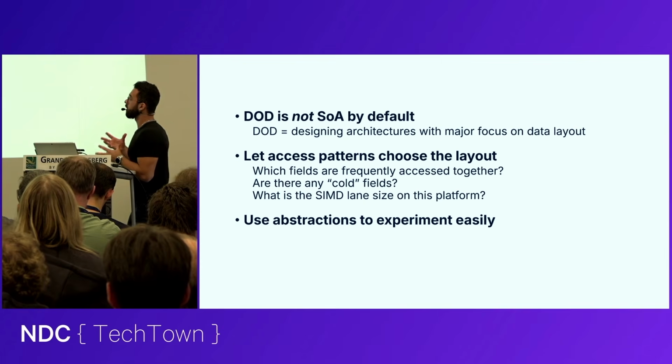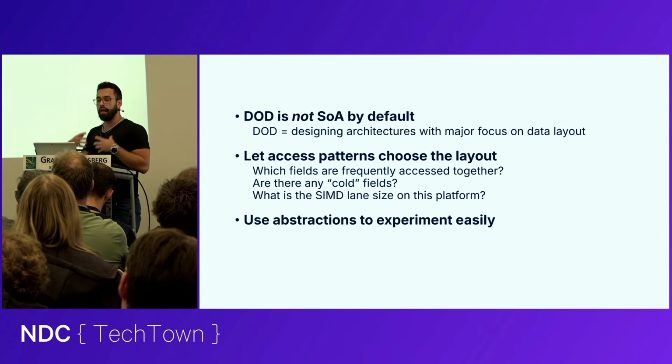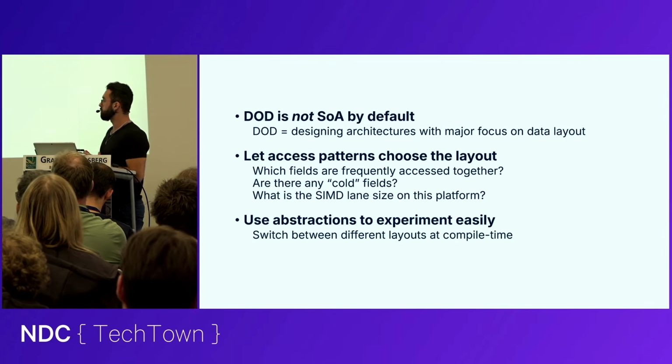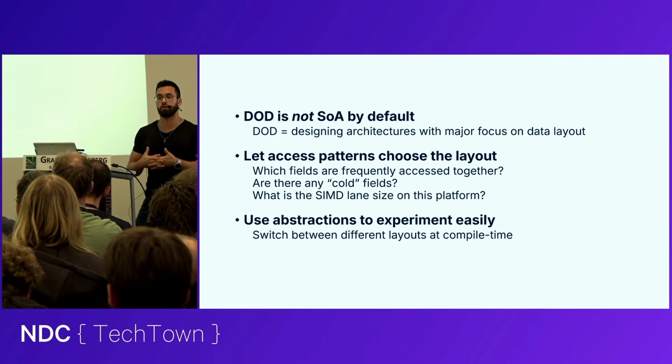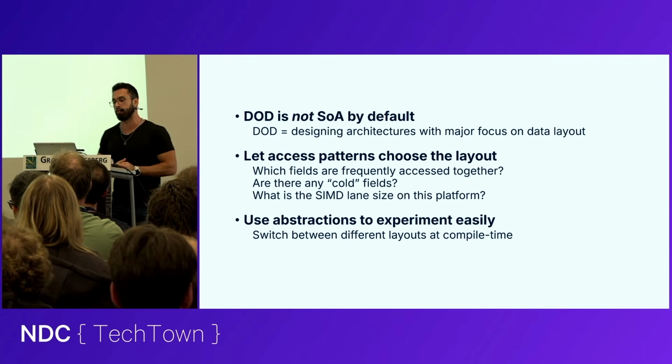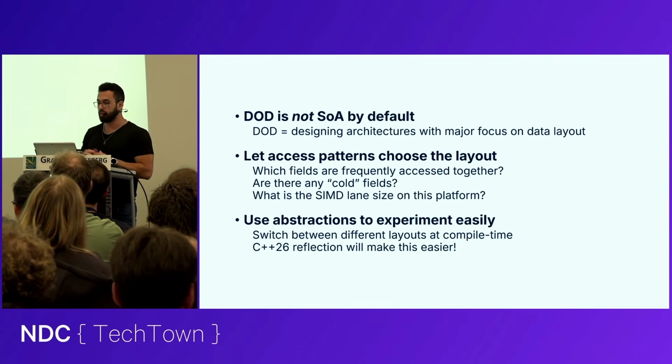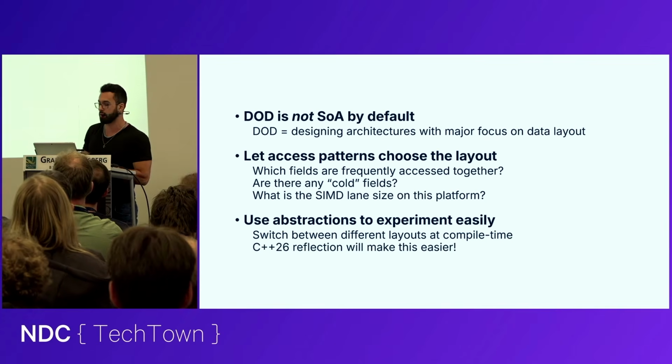We have seen how you can convert AOS to SOA, and you can have similar ideas to switch between layouts at compile time. And that helps you experiment and see how certain layouts end up working out in different situations. And as we've seen, C++26 reflection will make this easier.